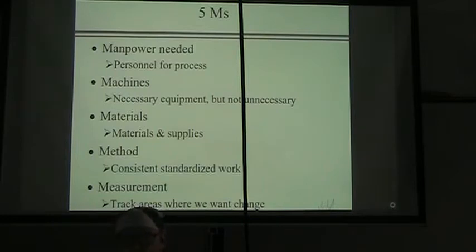All right, so we need to keep in mind what are the 5 M's of a process. What is the manpower needed? Is it one person? Is it two people? Is it a whole team that are needed for this process? What are the machines that are needed? Just the necessary equipment. Don't worry about the unnecessary equipment.